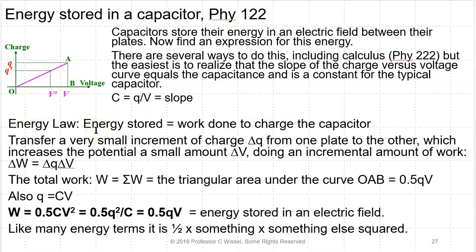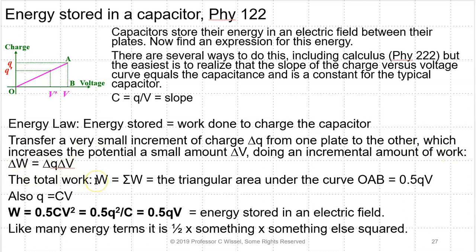The energy law says the energy stored equals the work done to charge the capacitor, because you never get something for nothing. We're going to transfer a very small increment of charge, delta Q, from one plate to the other. That will increase the potential by a small amount, delta V. It will be doing an increment of work. So delta W equals delta Q delta V.